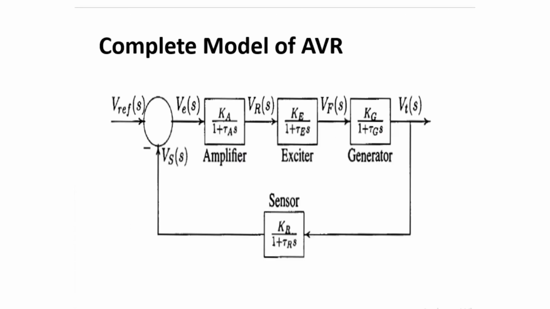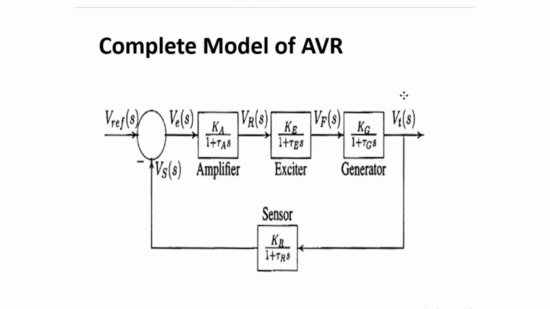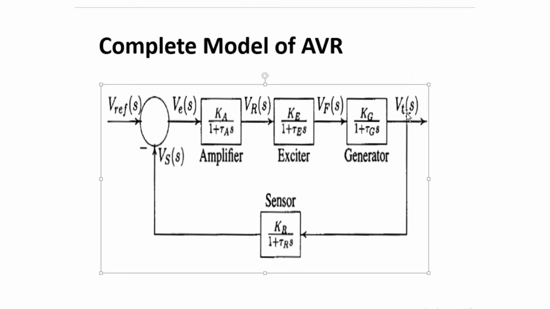So next students, you can see here the complete model for the automatic voltage regulator. This figure shows the AVR, which is obtained by combining all the models, with the generator terminal voltage as the output. In the complete model, you can see that this terminal voltage is the output, with the reference voltage V ref as our input.